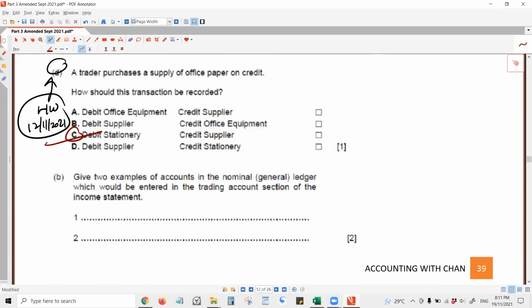Once again, it's about the understanding of certain terms here. I'm going to explain that. Difference between equipment and stationery. So you have to first understand what is office equipment. Let me give you some examples. With the word equipment, it means NCA. So what are the NCA that appears in the office? Give you some examples.